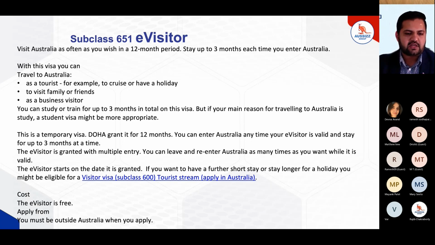The e-visitor normally starts from the date it is granted. If you want to have further stays, you might have to change the visa if you are in Australia. That could be the normal stream 600. Luckily for these applicants, there's no cost for this, so it's free.